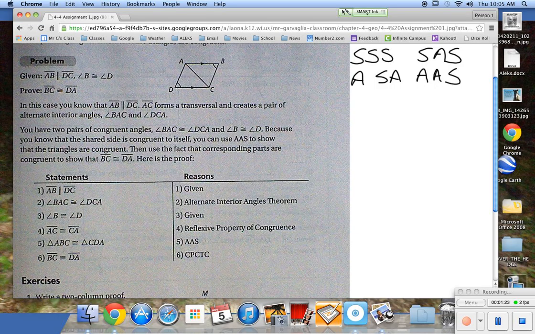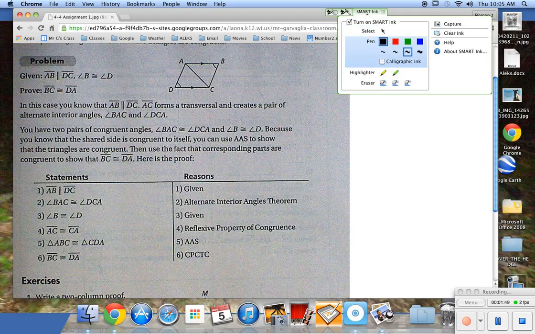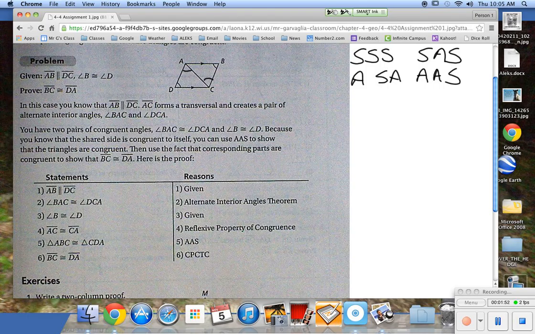It says, in this case, we know that these are parallel. We know that AC forms a transversal, right? We're used to transversals. We've used them before. All right, and we know that angle BAC is an alternate interior angle to DCA. So we know that this angle is congruent to this angle, and this one here is congruent to this angle, right? Per our alternate interior angles. Okay? You have 2 pairs of congruent angles, which I showed.